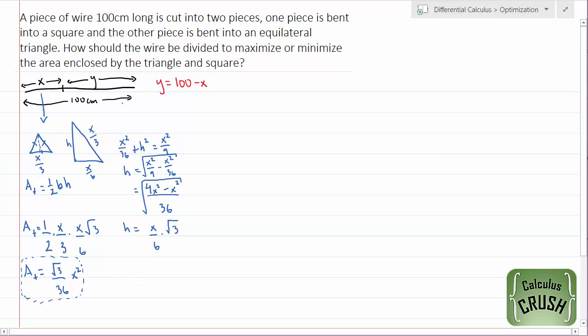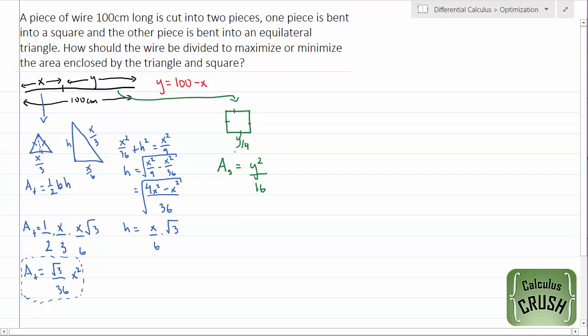Now we need an expression for the area of the square. This one won't be quite as much work. So I'm just going to move it over here. We're going to take this Y piece and bend it into 4 sides, which all have the same width. I'm just going to use Y for the time being. So each side is Y over 4. And the area of a square, we'll call it A of S, is equal to just base times height, which would be Y squared over 16.